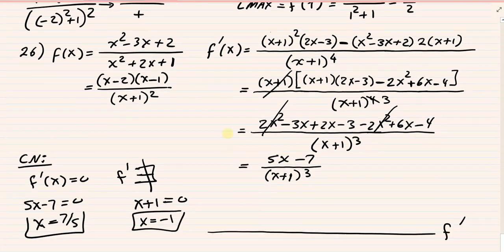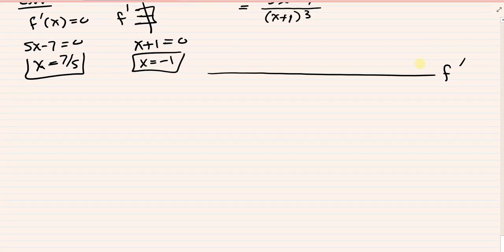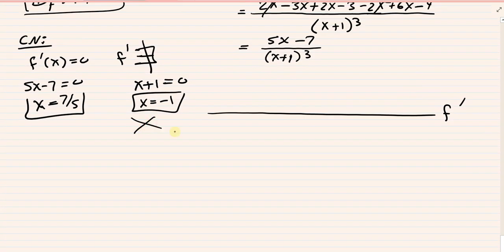Now looking at the domain of this function, by the way, it's a rational expression. So the domain is all real numbers but zeros of the denominator. X cannot be -1. So notice, to begin with, -1 is not in the domain, so this critical number is no good, right? It's not in the domain of f. So we shouldn't even count that.